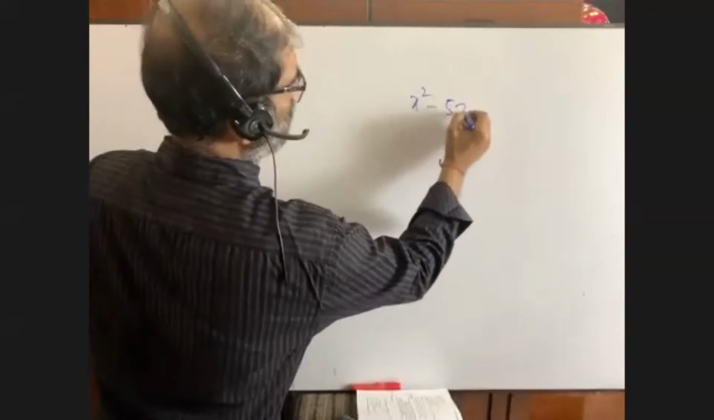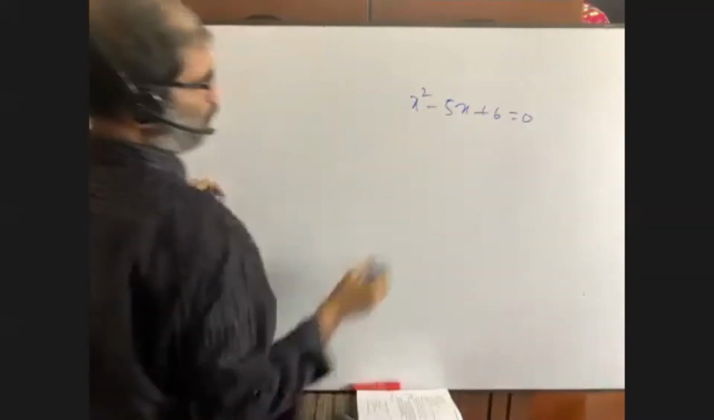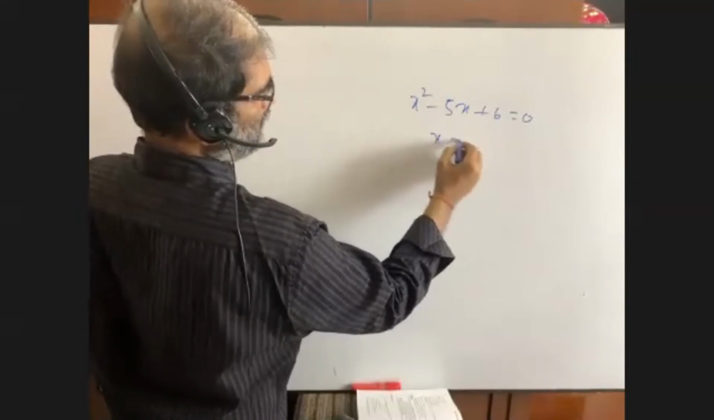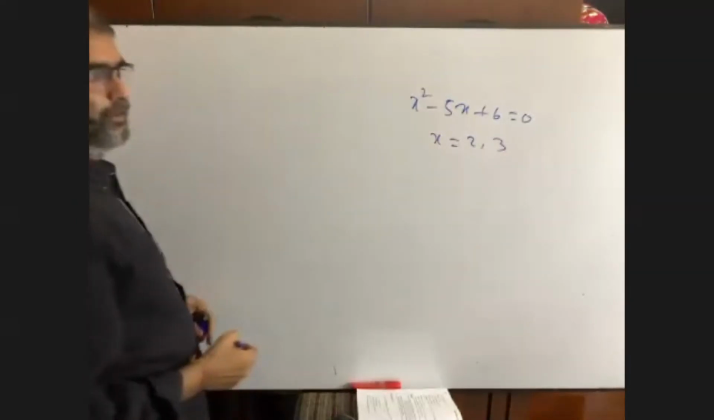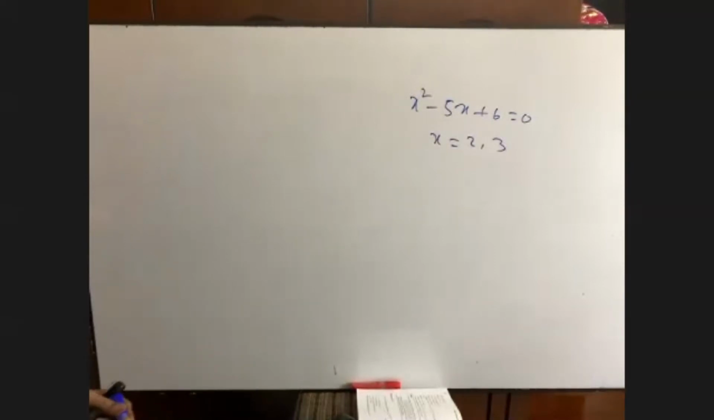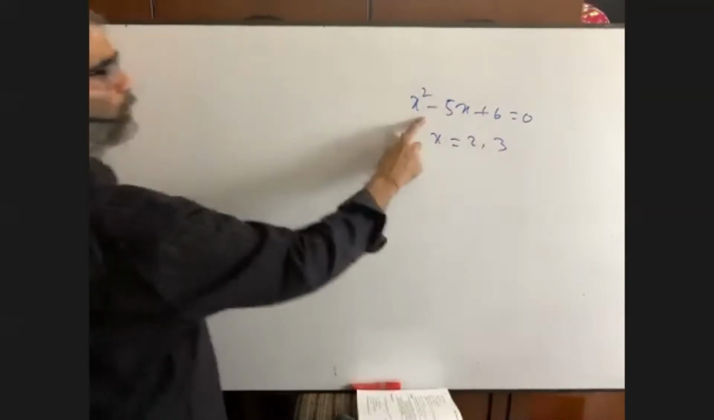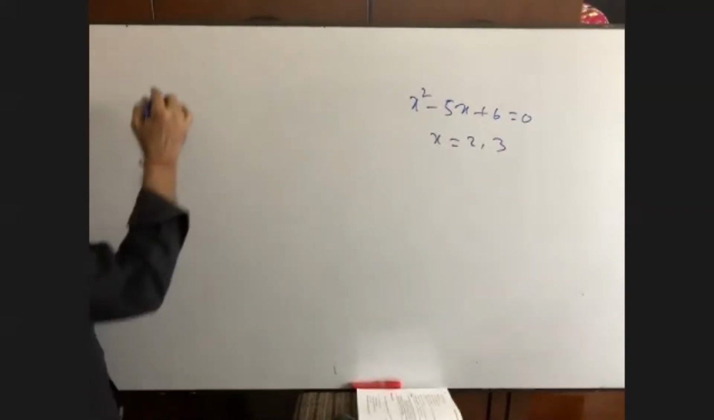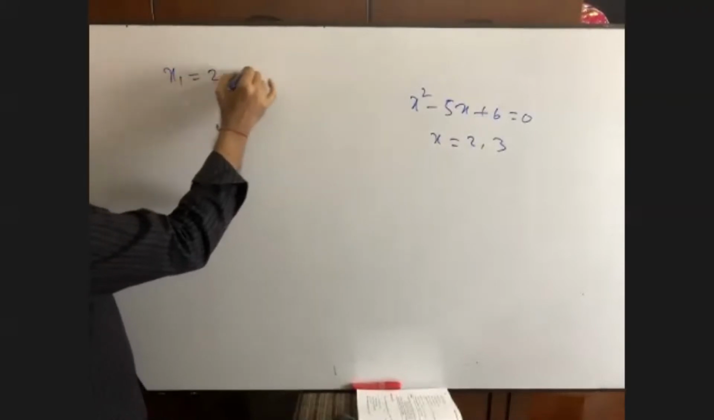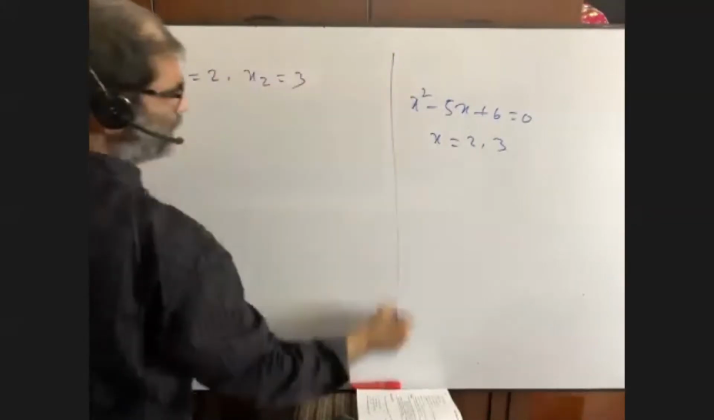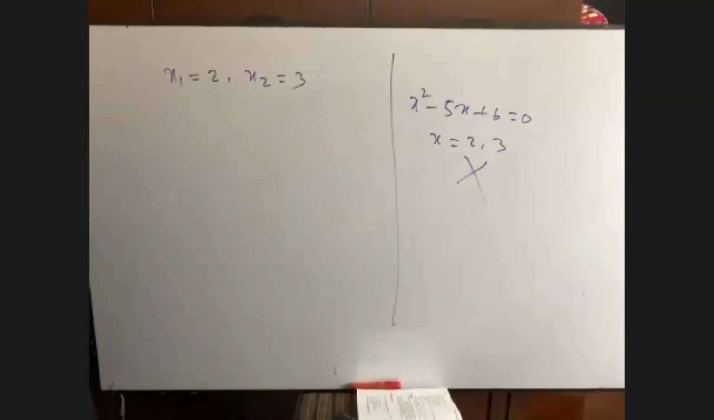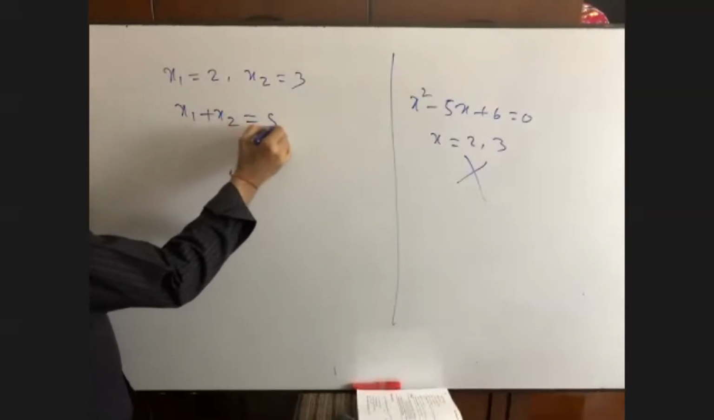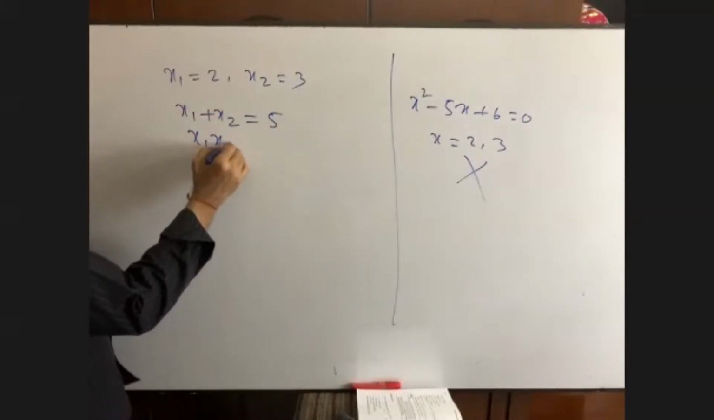x square minus 5x plus 6 equals 0. What are the roots here? x equals 2 and 3. If I solve it, we'll get 2 and 3. For a while, we are considering x1 equals 2 and x2 equals 3. Suppose I don't know this, forget it. So what is the summation? 5. What is the product? 6.